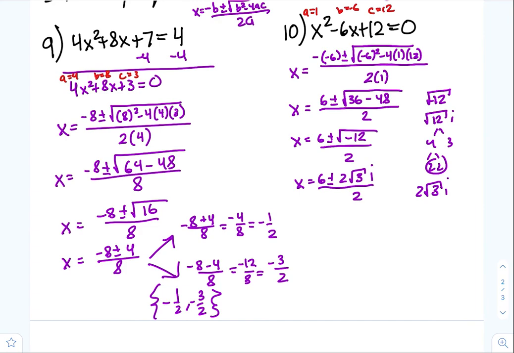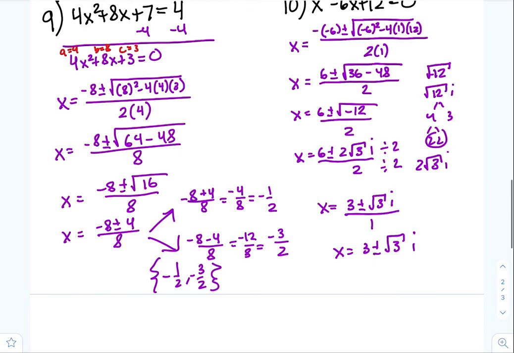And then notice, you guys, all three of these terms can be divisible by 2. So divide top and bottom by 2. X is equal to 6 divided by 2, 3, plus or minus 2 divided by 2 is 1, so just the square root of 3i. All over 2 divided by 2 is 1. But anything over 1, you guys, is just that. So you guys could have that as your answer, or you guys can just split up. And that could be your answer as well.